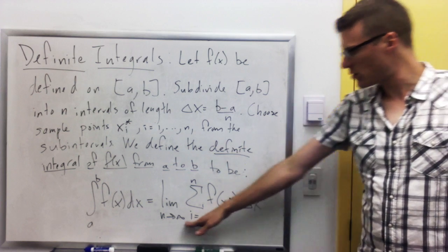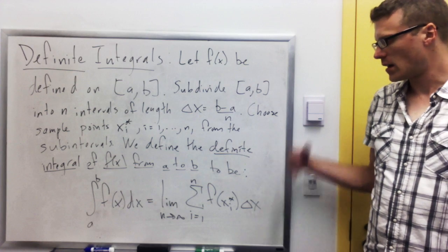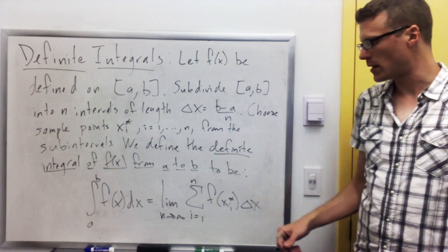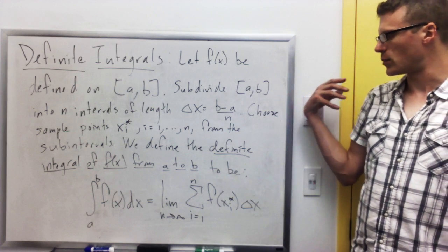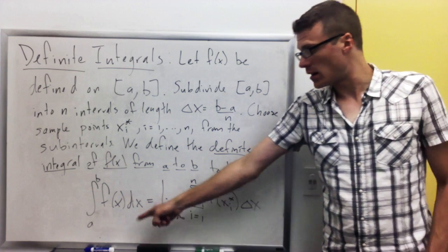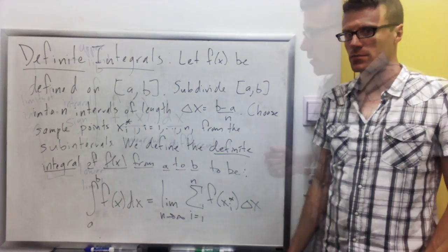So in any case, this was a sort of quantity that kept coming up, and we liked this idea of getting better and better approximations by letting n get bigger. And so we're just saying, as we let n go to infinity, if this actually approaches some specific number, then we're going to call that the definite integral from a to b of f of x.